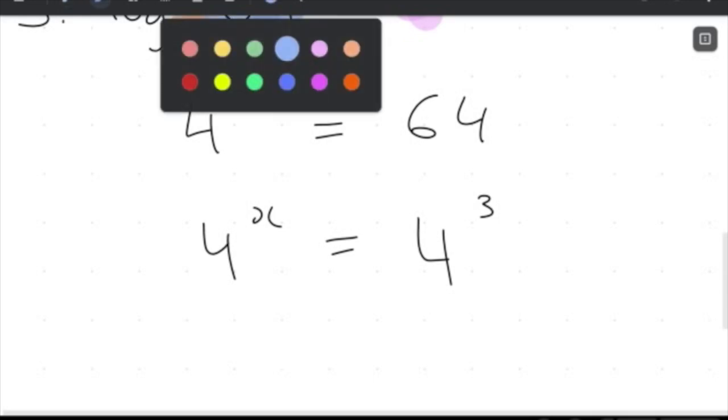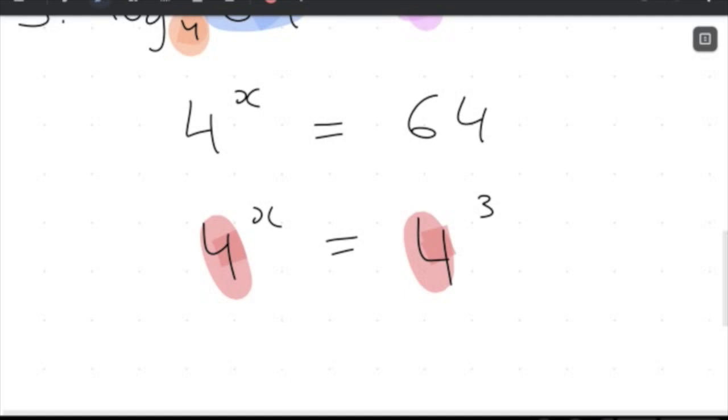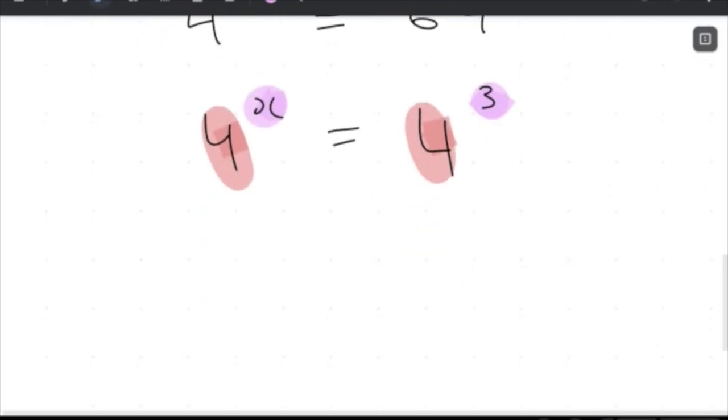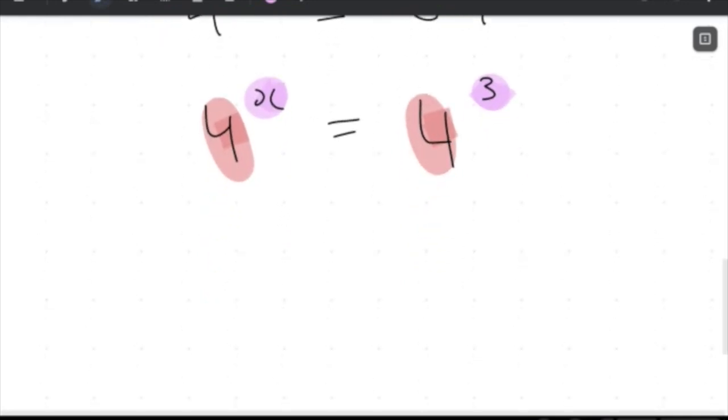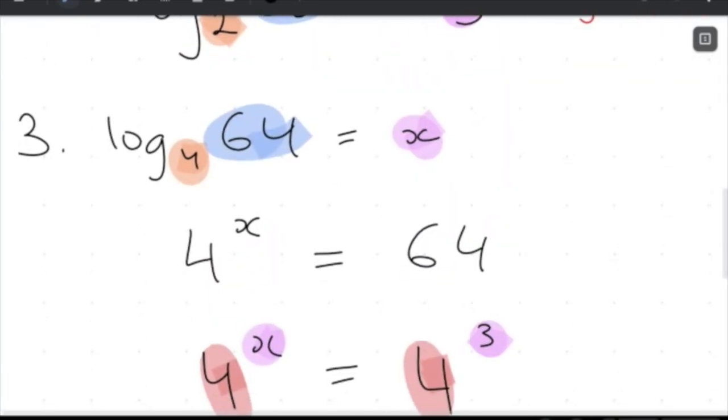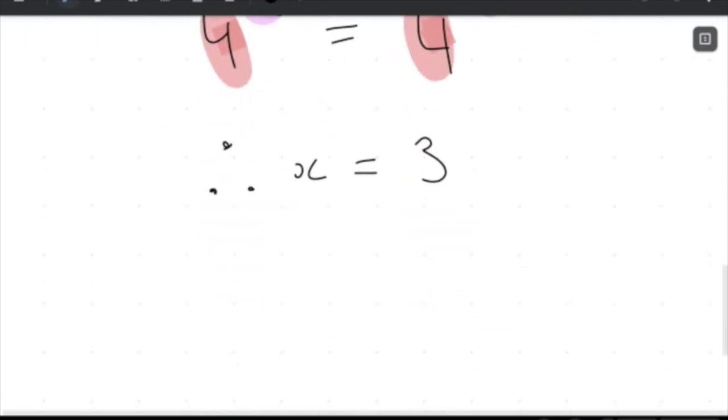So now my two bases are the same, 4 and 4. So we can therefore say that the powers are the same. Because 4 to the power of something equals 4 to the power of 3, that something, x, must be 3. So we can say that log to the base 4 of 64 equals 3 here. Okay, let's try one more. We have that log to the base 2 of x equals 6.